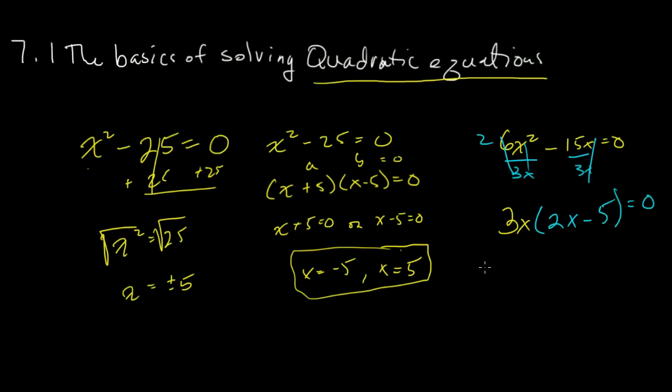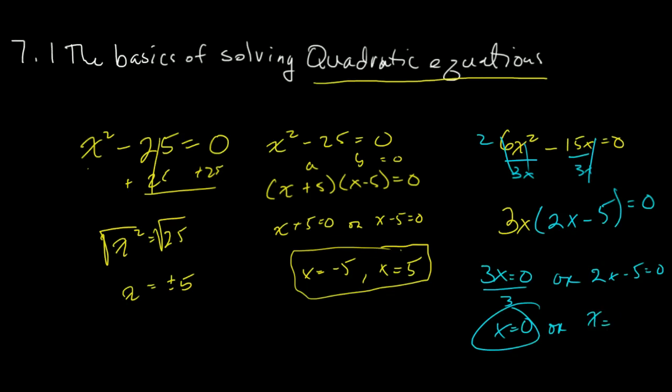So that means that either 3x is equal to 0 or 2x minus 5 is equal to 0. And here we just divide both sides by 3. Doesn't matter, x would still be 0. Or here we would have that x is equal to positive 5 halves.